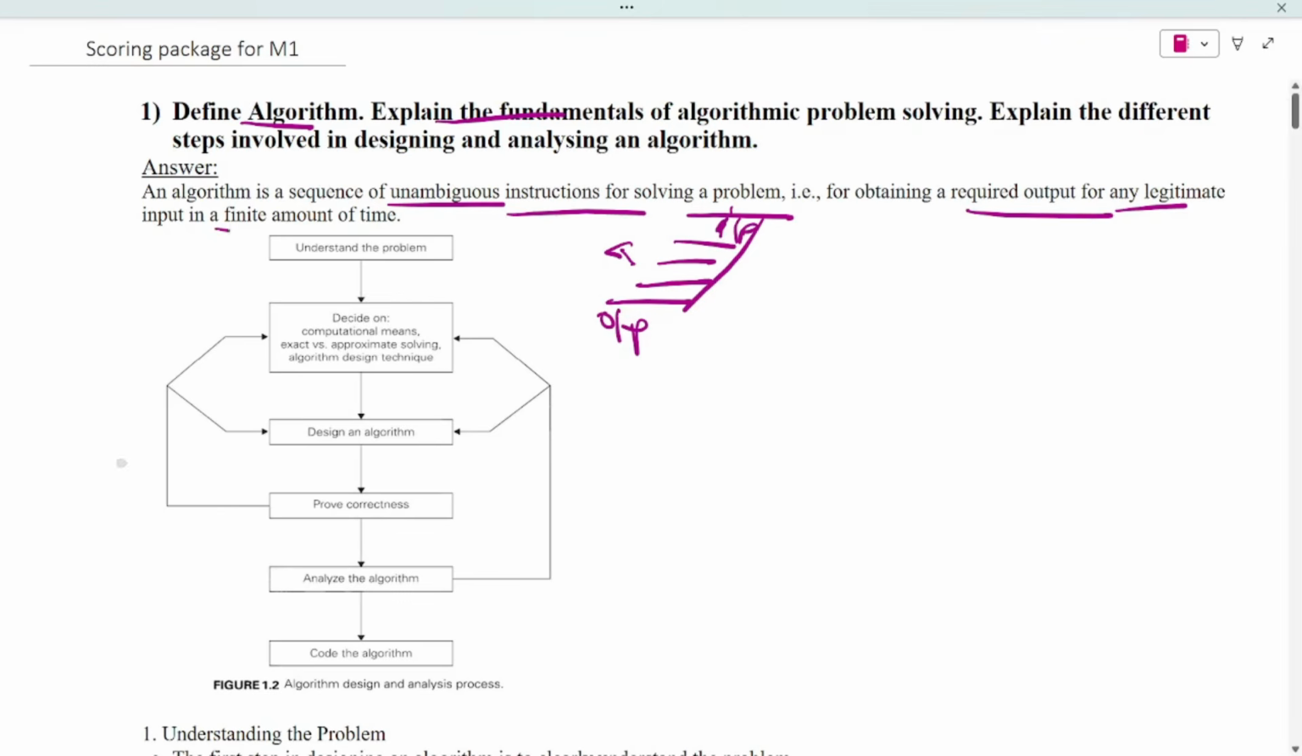In a particular amount of time the output will be generated. First you can see there is understanding of the problem, then you can decide on the computational means, that is exact versus approximate algorithm design technique. Next you will be deciding the design technique. Next you will be designing an algorithm, then you will prove the correctness, then you will analyze and then you will code the algorithm.